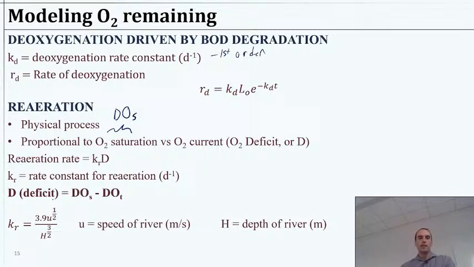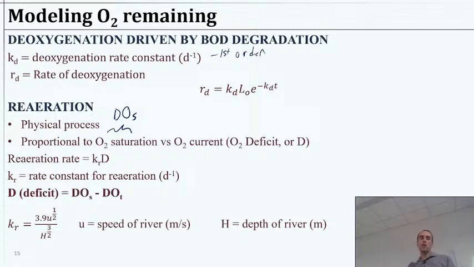So here's where we're getting this deficit term: D equals DOs minus DOt. Saturation minus what we have. We might have a 4 milligram per liter deficit. That's how much is missing. That's going to be the driving force for oxygen to re-enter the water, because the system will try to reach equilibrium between the atmosphere and the water.